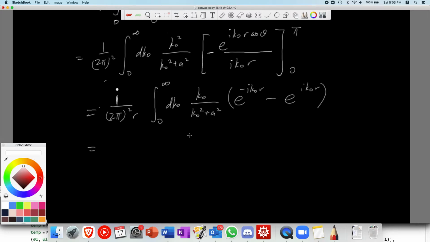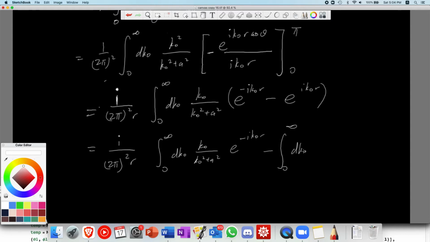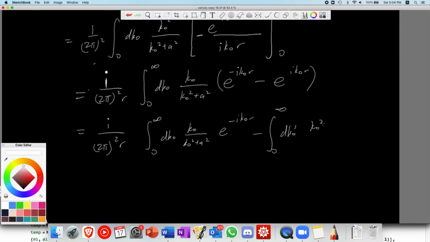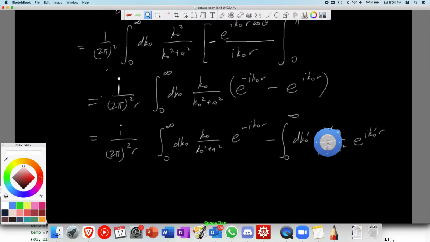Now what do we do next? We realize that we can actually do a change of variables. So this can split up into two integrals. Imagine we first do the integral separately: dk0 over k0 squared plus a squared, e to the power minus I k0 r, and then we minus this other integral with k0 prime. I'll write k0 prime for convenience: k0 prime over k0 prime squared plus a squared, e to the power of I k0 prime r. Oops, I seem to have run out of space.